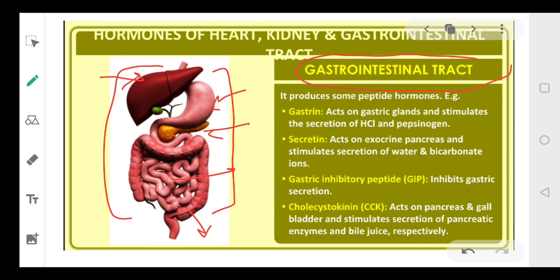Now this particular part secretes four very, very important hormones. The first hormone is gastrin. The first and most important hormone secreted is your gastrin.